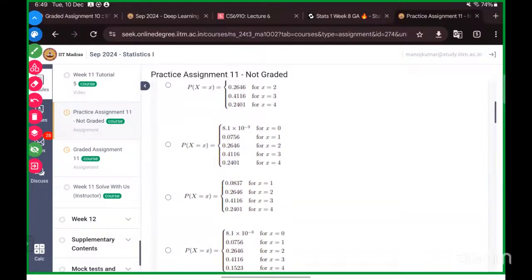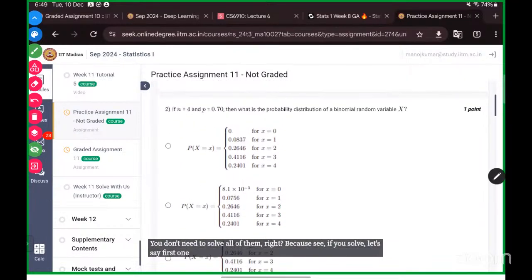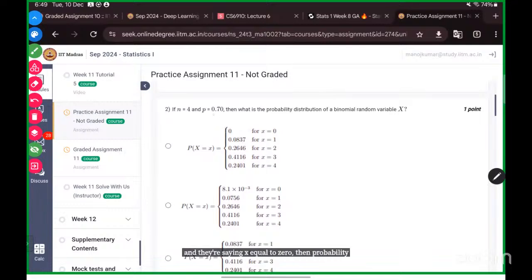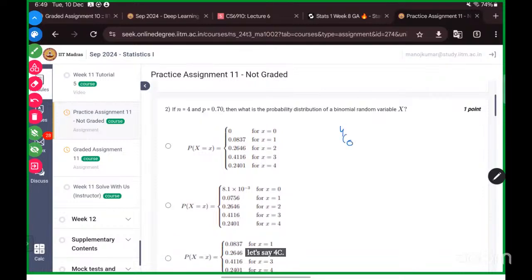You don't need to solve all of them, right? Because see, if you solve, let's say, the first one, and they're saying x equal to 0, then probability is 0. That is not true, right? Some probability will be there, like let's say 4C0, and then p power 0 will be there, and then 0.3, right? That is q, or 0.7 power 0, 0.3 power 4. So some probability will be there, right? So this can't be true.